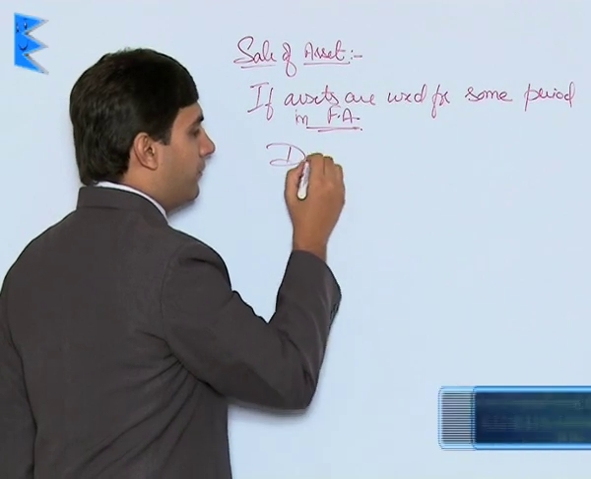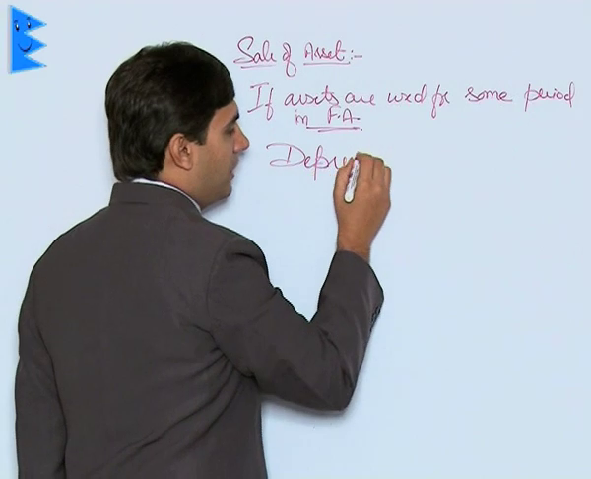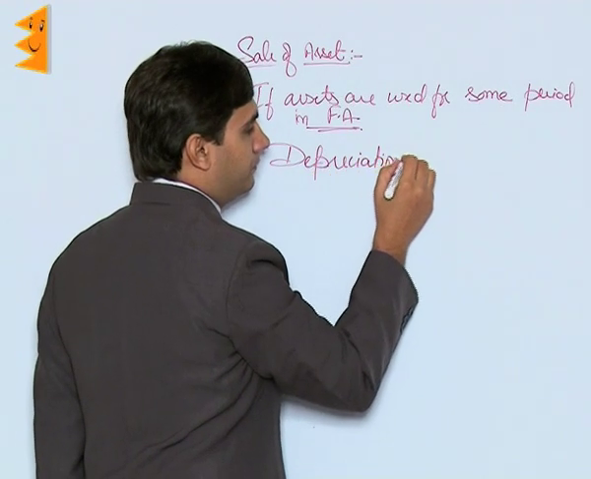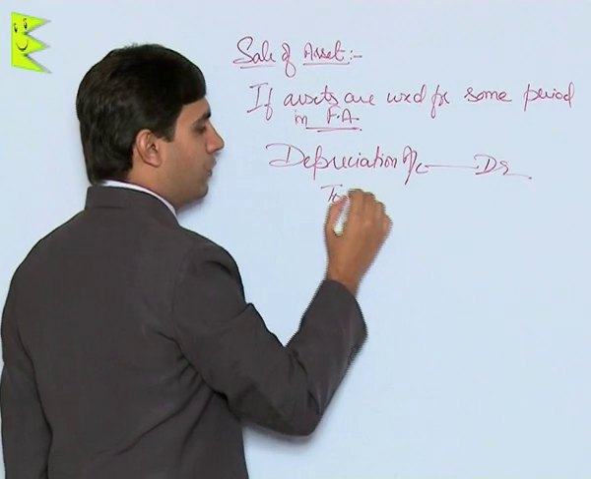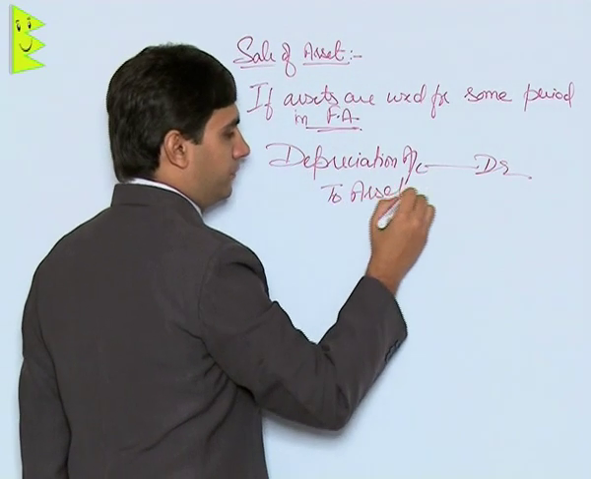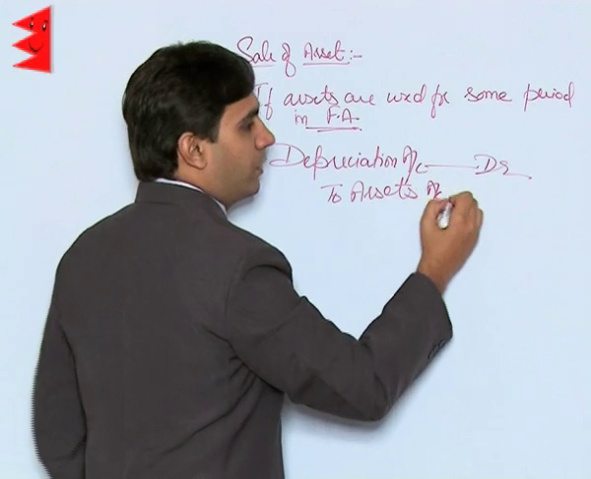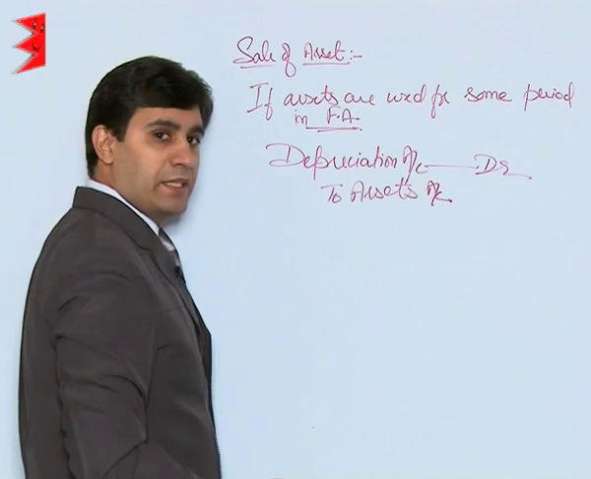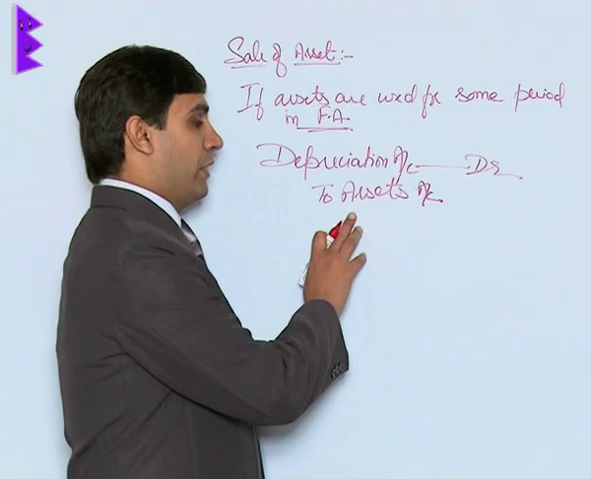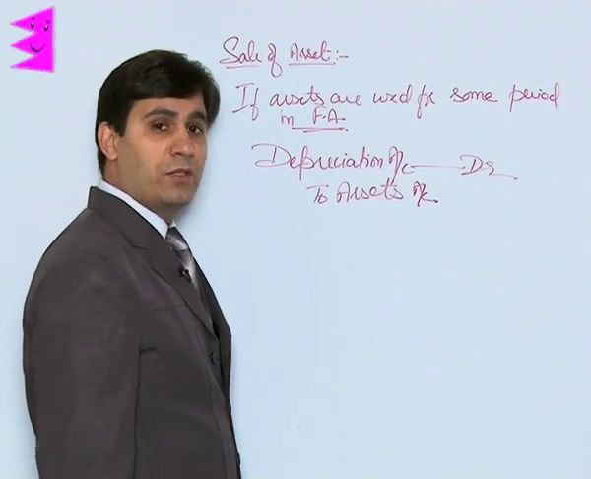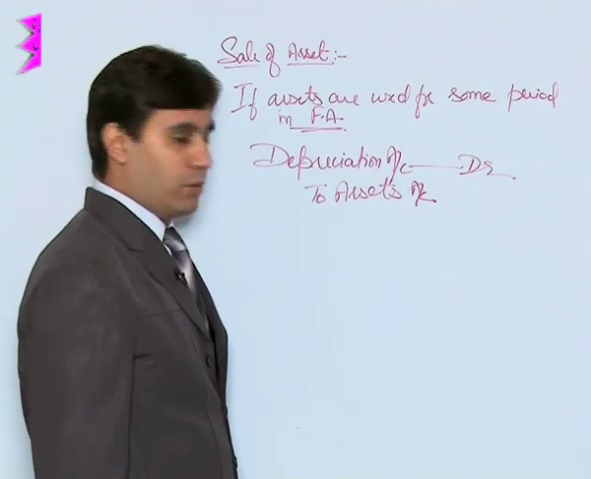It would be depreciation account debited to assets account. That is, depreciation is an expense, a nominal account, so debit all expenses and losses. Whereas assets are a real account, their value is decreasing, so credit what goes out.